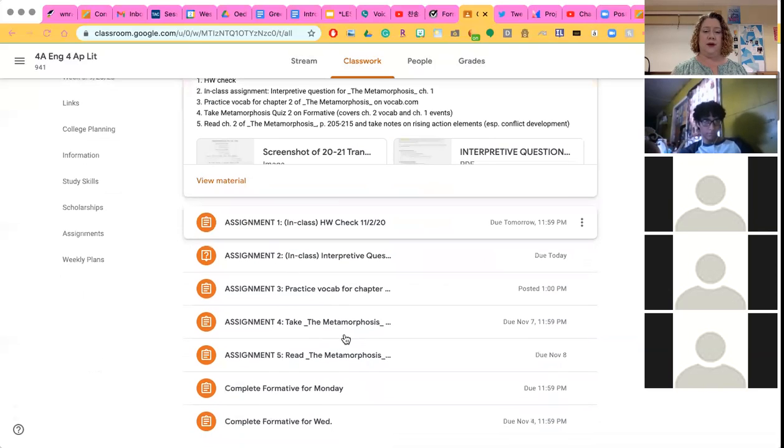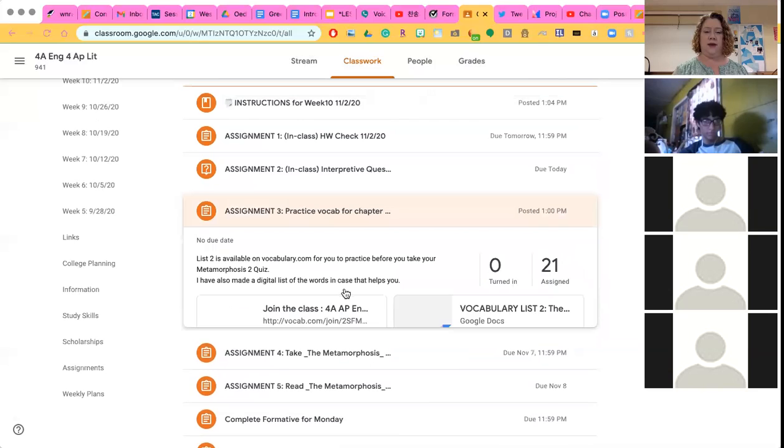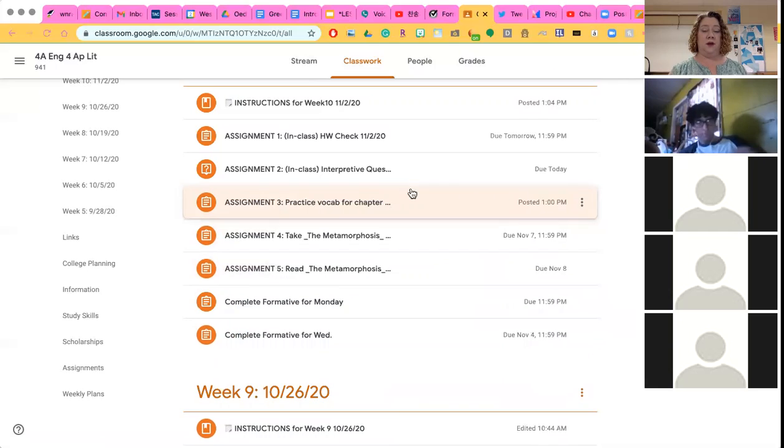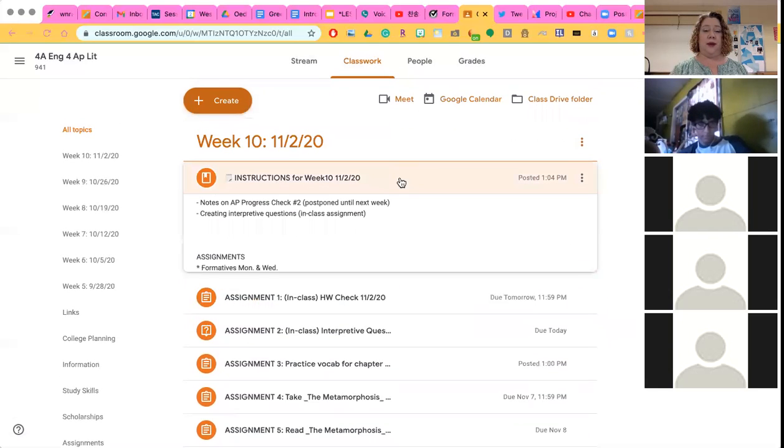I did put down here on the practice vocab a list. I don't know if that helps you or not, but I made a list of the words that are on that chapter 2 list. Some people like to print that out or use that Google Doc to put in their own definitions. And then here's the link to vocabulary.com. The assignment should be ready to go starting today. So study up on those words in vocabulary.com.